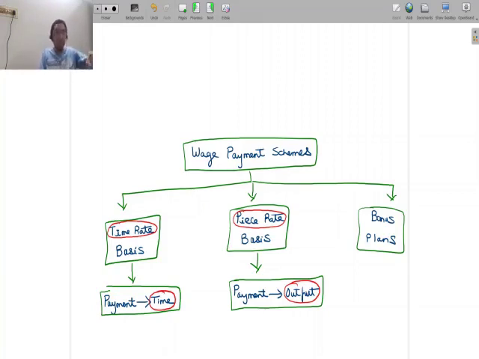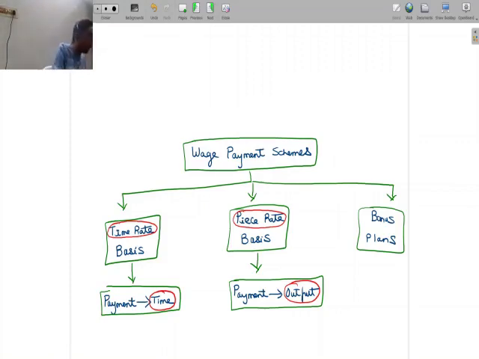So there could be a mixture of both, where there could be a minimum pay based on time rate, and for productivity, you could have a piece rate basis coming in. So there could be a combination of all of these things. So we are not looking at which one of the two is the better one here. That's not the idea. We're just getting introduced to all of these things at a high level.